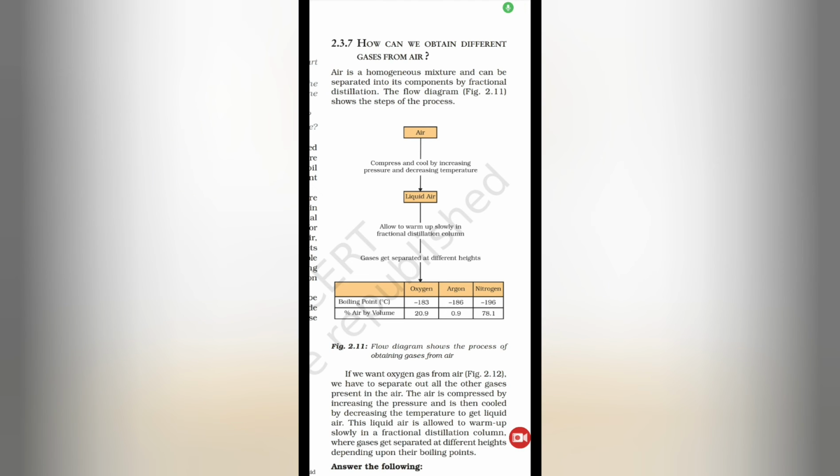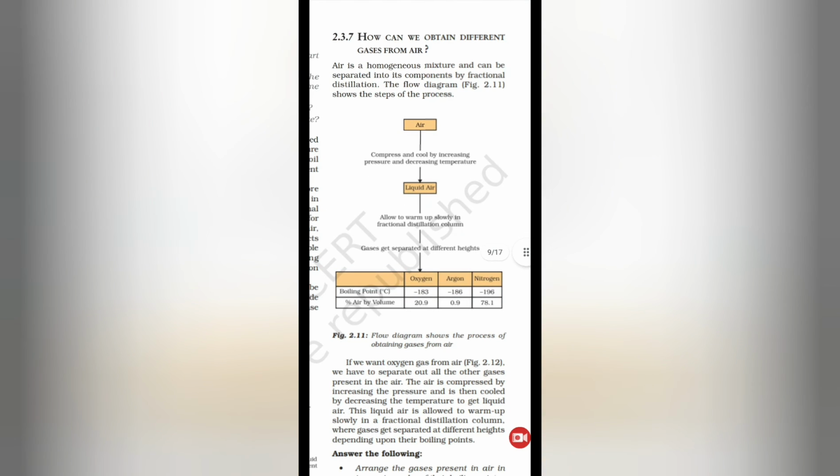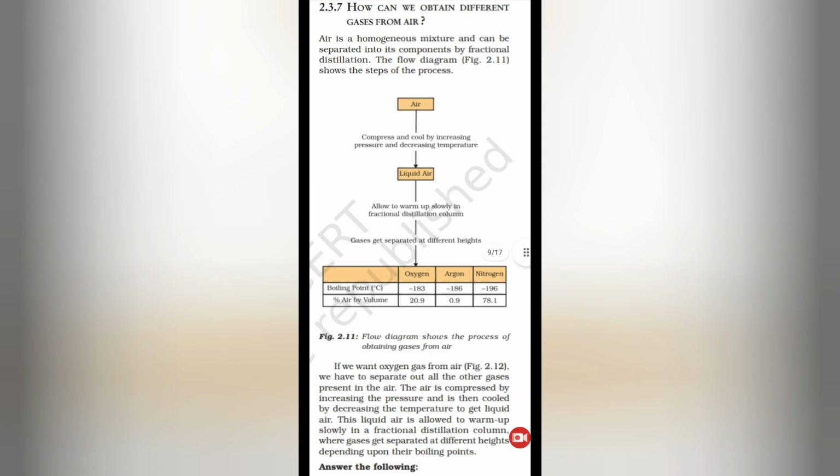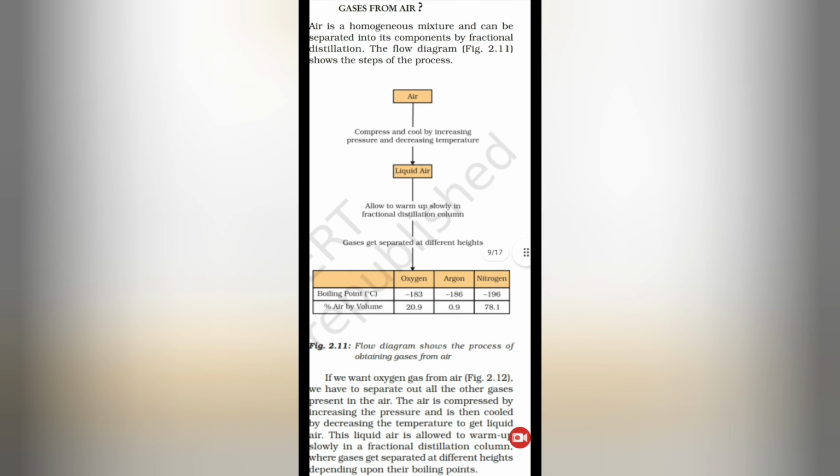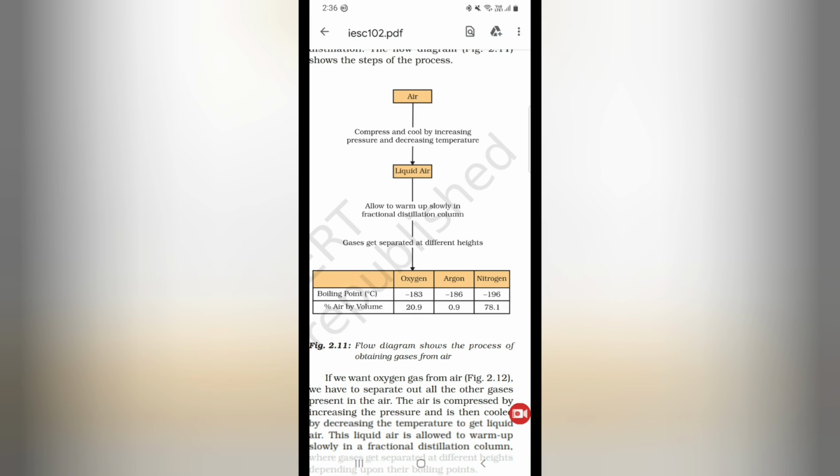How can we obtain different gases from air? So air is a homogeneous mixture. So how are we going to separate a homogeneous mixture? It is possible through the fractional distillation method. So we have a flow diagram here that shows the step by step process. Firstly we take air as the input, and we are going to compress and cool the air by increasing the pressure and decreasing the temperature.